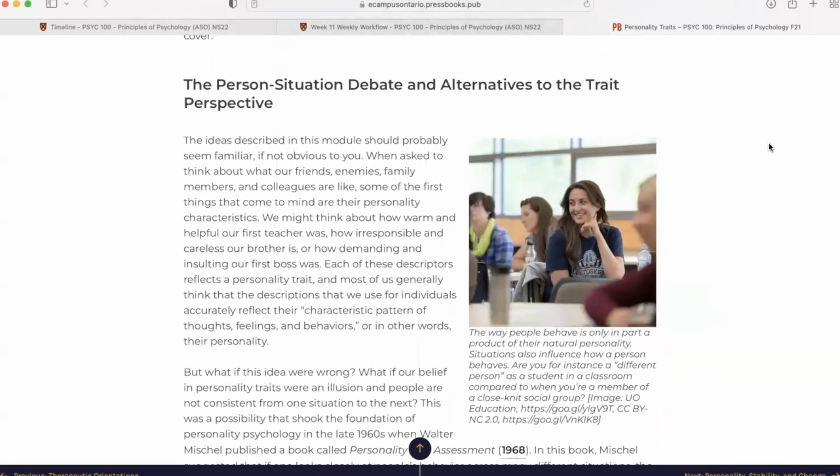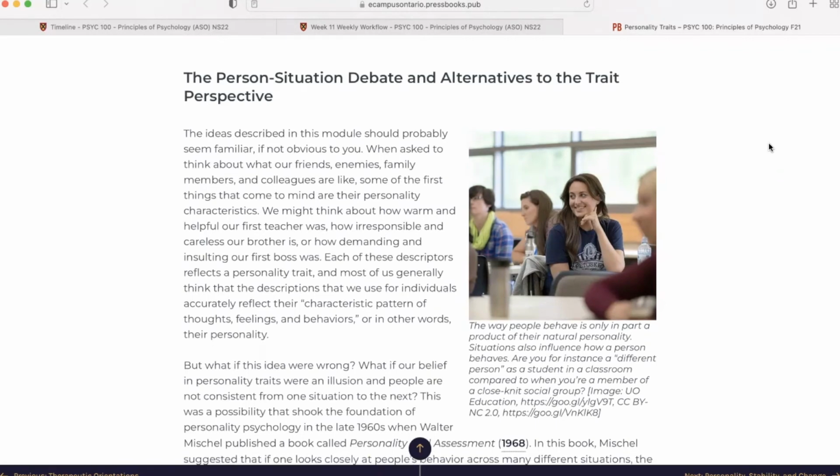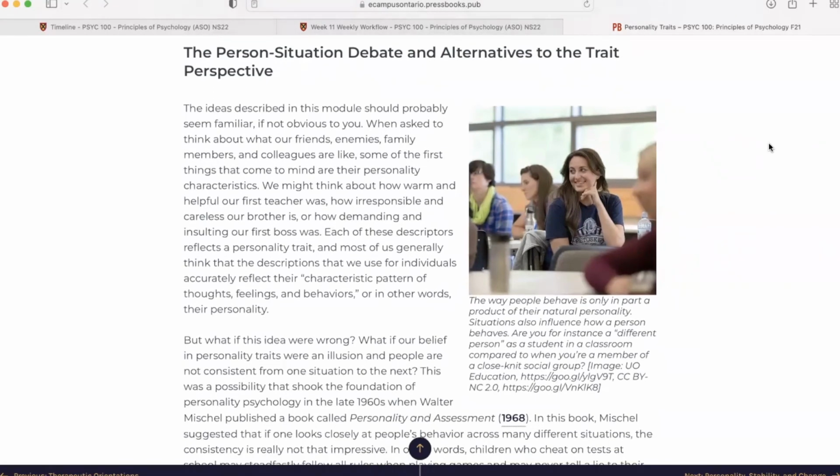The person-situation debate and alternatives to the trait perspective. The ideas described in this module should probably seem familiar, if not obvious, to you. When asked to think about what our friends, enemies, family members, and colleagues are like, some of the first things that come to mind are their personality characteristics.